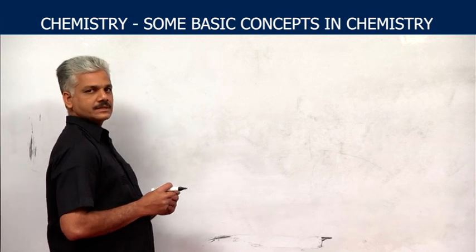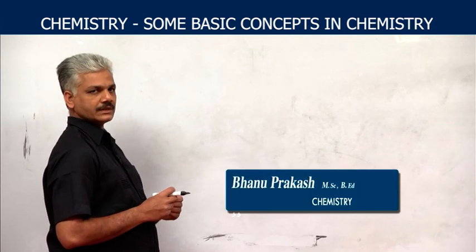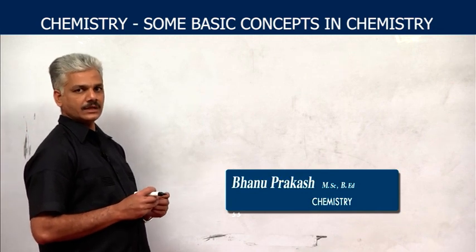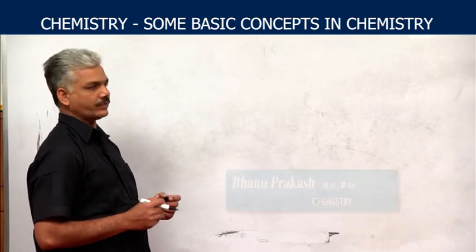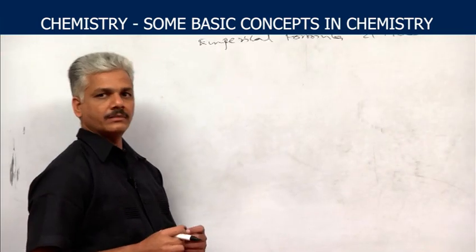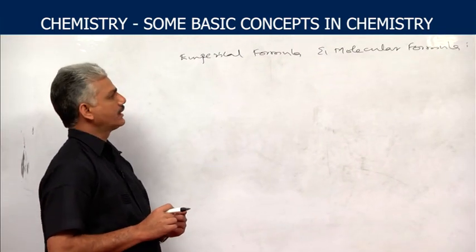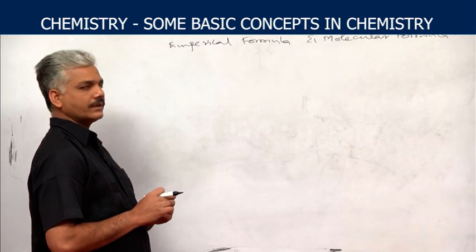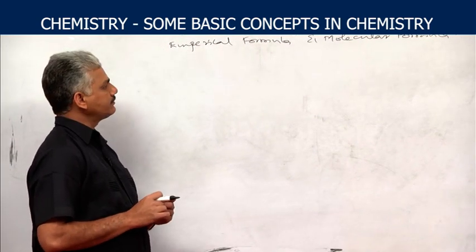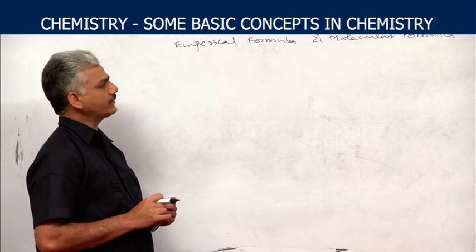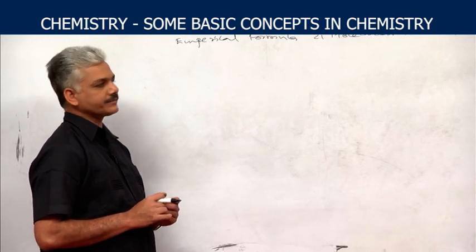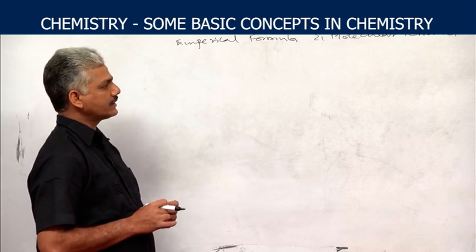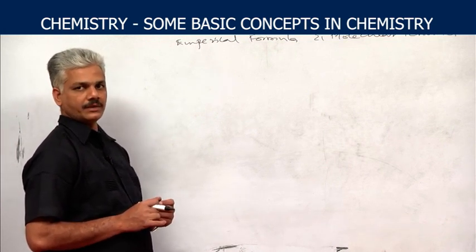In the basic concepts of chemistry, we have to see how to calculate the empirical formulas and molecular formulas of compounds. What do you mean by empirical formula? It gives the formula of a compound in the simplified atomic ratio of corresponding elements, whereas a molecular formula gives the exact number of atoms present in a molecule.